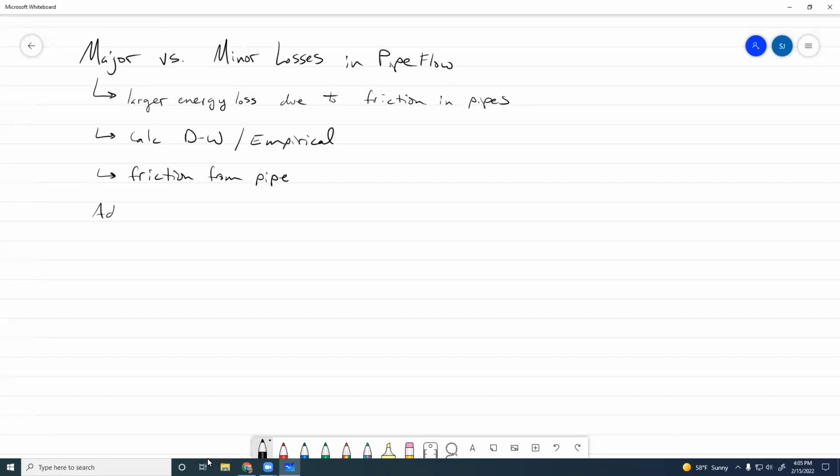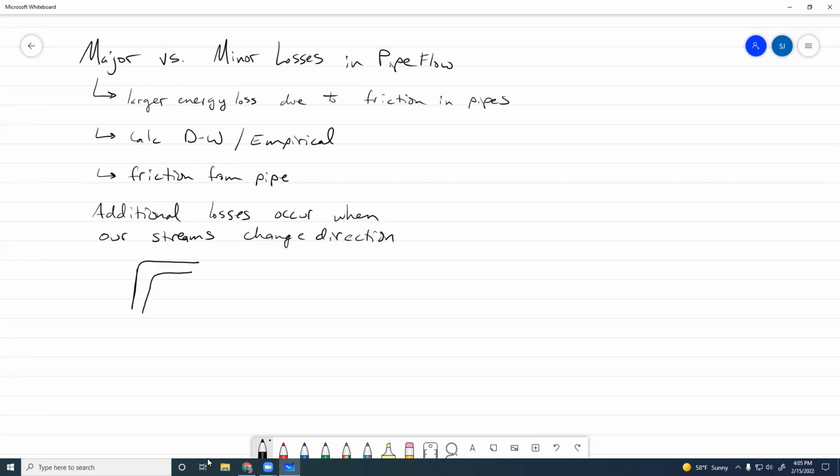But we get additional losses that occur when our streamlines change direction. For example, when we go through a bend in a pipe flow, we have water flowing through here and we have a bunch of streamlines. Granted, it's turbulent flow, but they're changing direction. If they're parallel, it's laminar flow, and we typically don't have laminar flow. But when they change direction, there's a lot of additional turbulence. We'll look at some CFD images, computational fluid dynamics images, modeling this to see what that looks like. And this occurs in a lot of different examples. I'll give you the whole list, but essentially bends, contractions, expansions, that sort of thing.